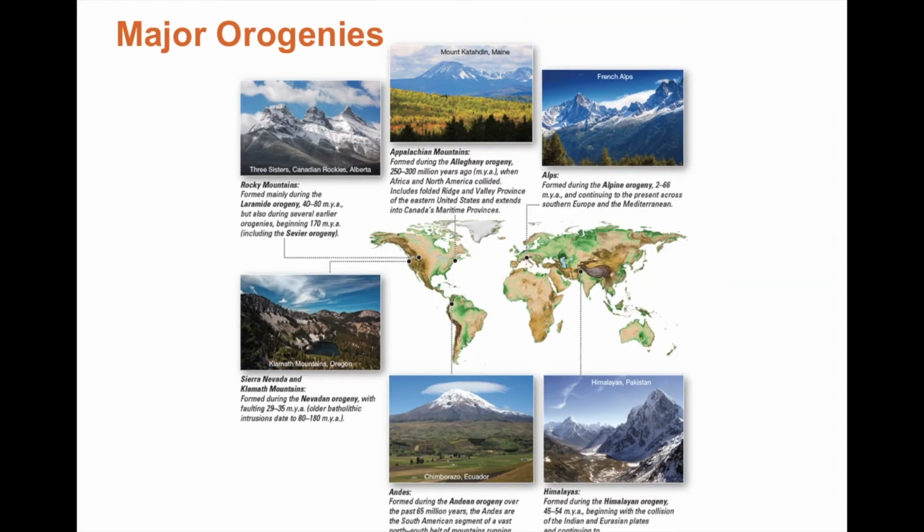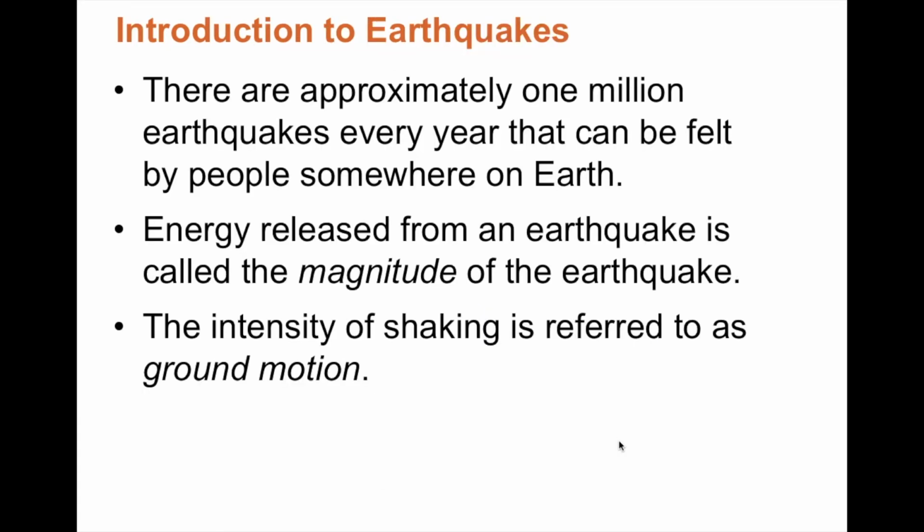Now, the major orogenies around the world are the Rocky Mountains in Colorado, the Appalachian Mountains in the eastern United States, the Alps in Europe, the Sierra Nevada Mountains in the United States, the Andes in South America, and the Himalayas. Along these fault lines and where the tectonic plates collide, that's where the earthquakes and volcanoes are mostly located around the globe. There are approximately 1 million earthquakes every year that can be felt by people somewhere on Earth.